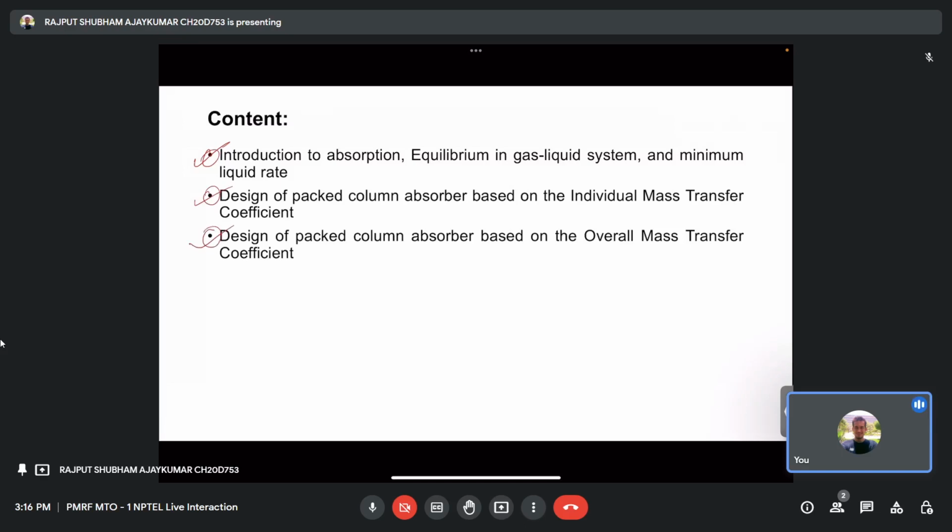Last week, and earlier, we derived relations between the individual and the overall mass transfer coefficients, represented by capital and small k. If you consider capital, it will be the overall, so capital X and capital Y, and small kx and small ky are the individual mass transfer coefficients. These two are things that we have already covered.